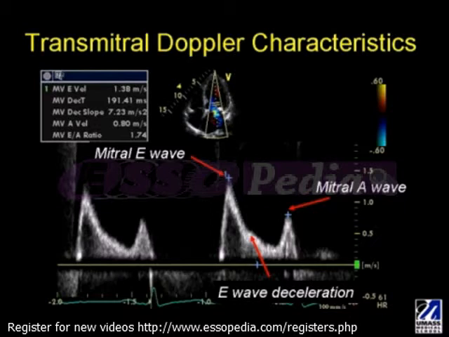Now, importantly, I want to make note that the E to A ratio decreases with normal aging, as the A wave increases along with the deceleration time increase.